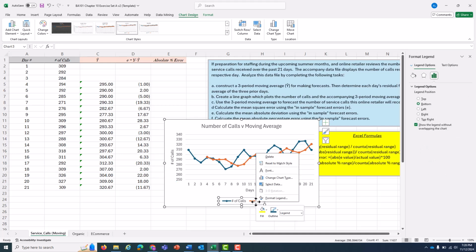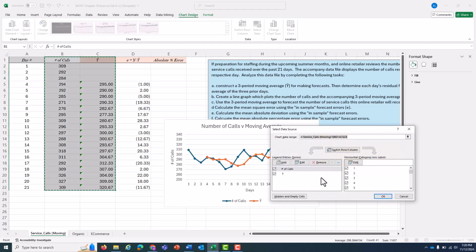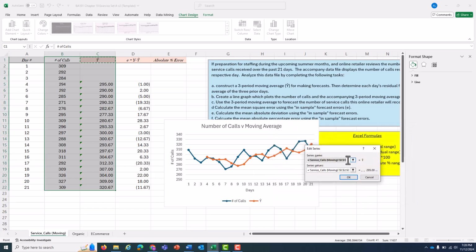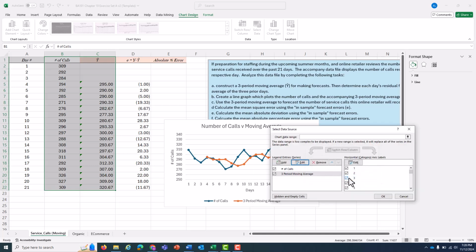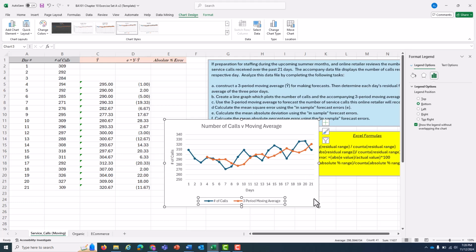If I just click on this and right click, I can select the data, and where it says Y hat down here, I can click on that and edit, and in the top range I can change the name to anything I want that'll make it easier to read. We'll just call it the 3-period moving average. Now I can close this, hit OK to close it out, and that looks like a much better label.